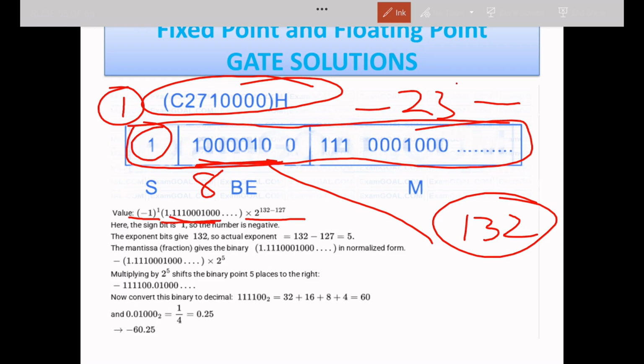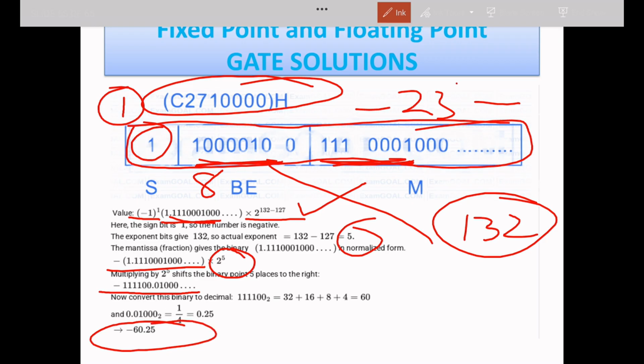After then 1 dot mantissa. What is mantissa? Mantissa is this one, 111 only, 0001. So this value I have written here. After then easily you can find the solution. Okay, I am not writing here the solution. You can solve very easily. Okay, 132 minus 127 is equal to 5, and so this is 2 to the power 5 times 1.111001. Okay, so now you can write in a systematic order. So what I did, this 2 to the power 5 I multiply here, so I got the value here. After then I can convert this number to the binary form, so the value will be minus 60.25.